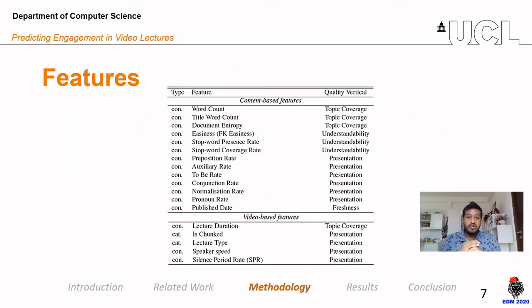Based on the literature that we saw, we also identified features that are easily extractable from video lecture transcriptions. These features are divided into 2 different components: the content-based features, which are cross-modal features that can be extracted across different modalities such as PDFs or video lectures, and also video-based features that are very specific to videos themselves. These features belong to both continuous and categorical variable types, and we categorize these variables into the quality verticals that we have identified in our previous work.